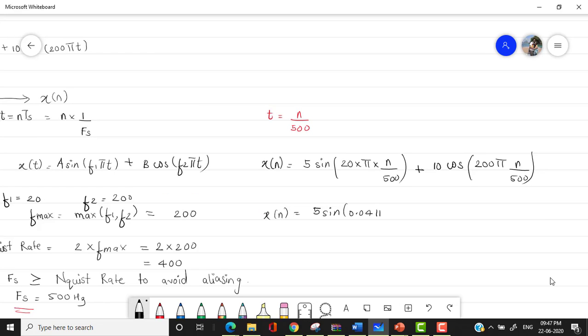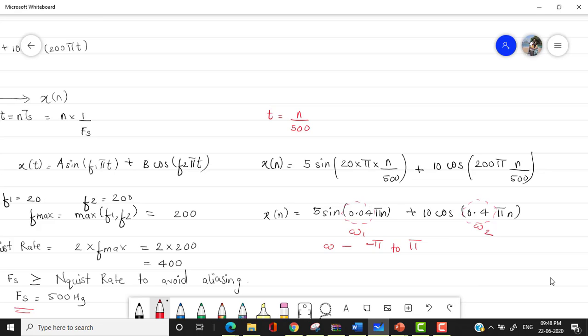0.04 pi n plus 10 cos of 200 divided by 500 is 0.4 pi n. Now if you observe this equation xn, you will see that the omega values, that is omega 1 and omega 2, are within the limits of minus pi to pi. They do not exceed this limit of minus pi to pi. Correct. So we will leave this equation as it is, and this is my signal x of n, which is a discrete time signal.